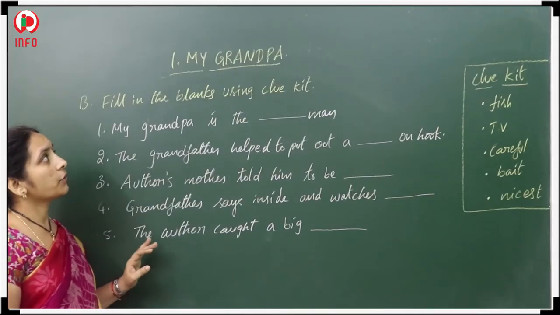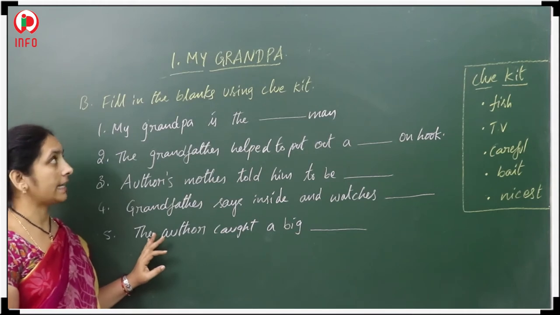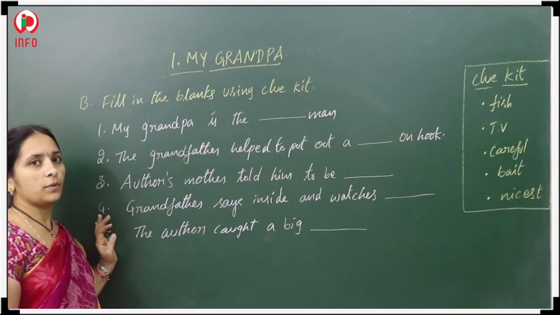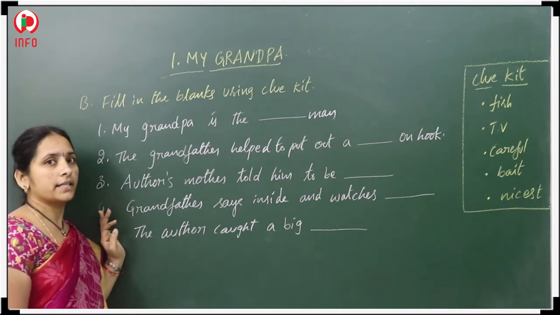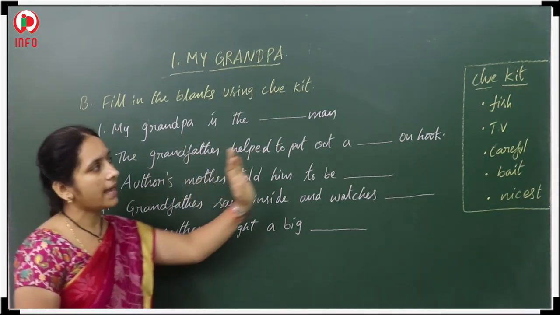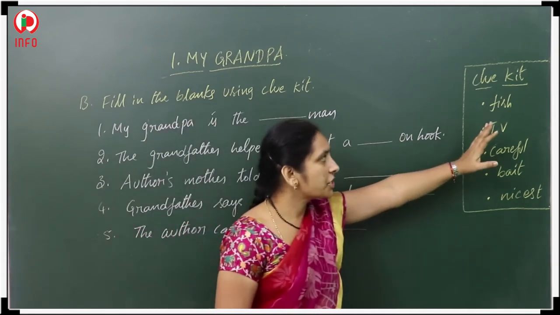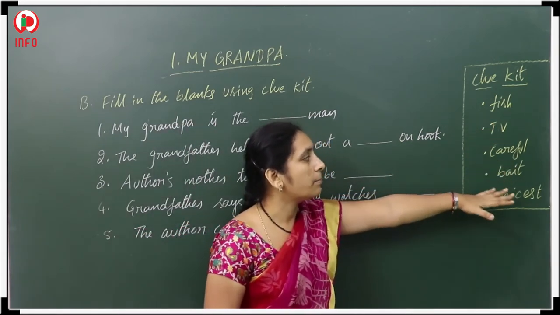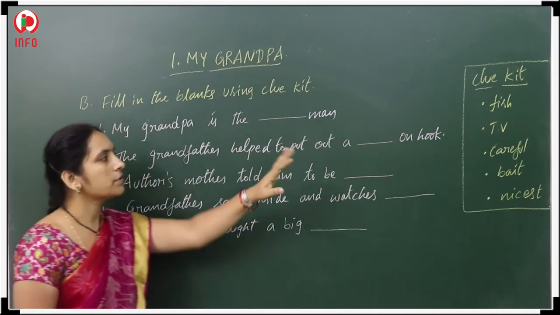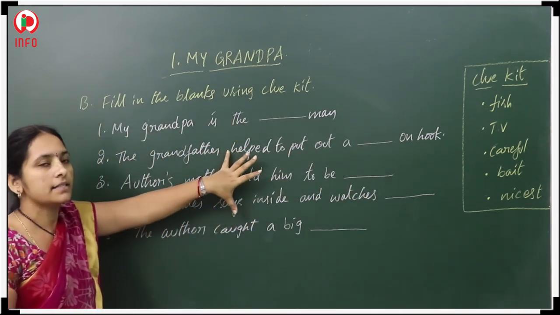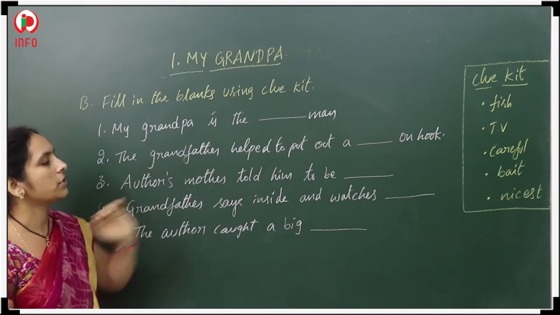See children, here in our lesson, My Grandpa, we have the next one. After the question answers, we have fill in the blanks using the clue kit. What is the clue kit they have given? Fish, TV, careful, bait and nicest. Five words they have given. Those five words we should write in these five sentences wherever they are possible.